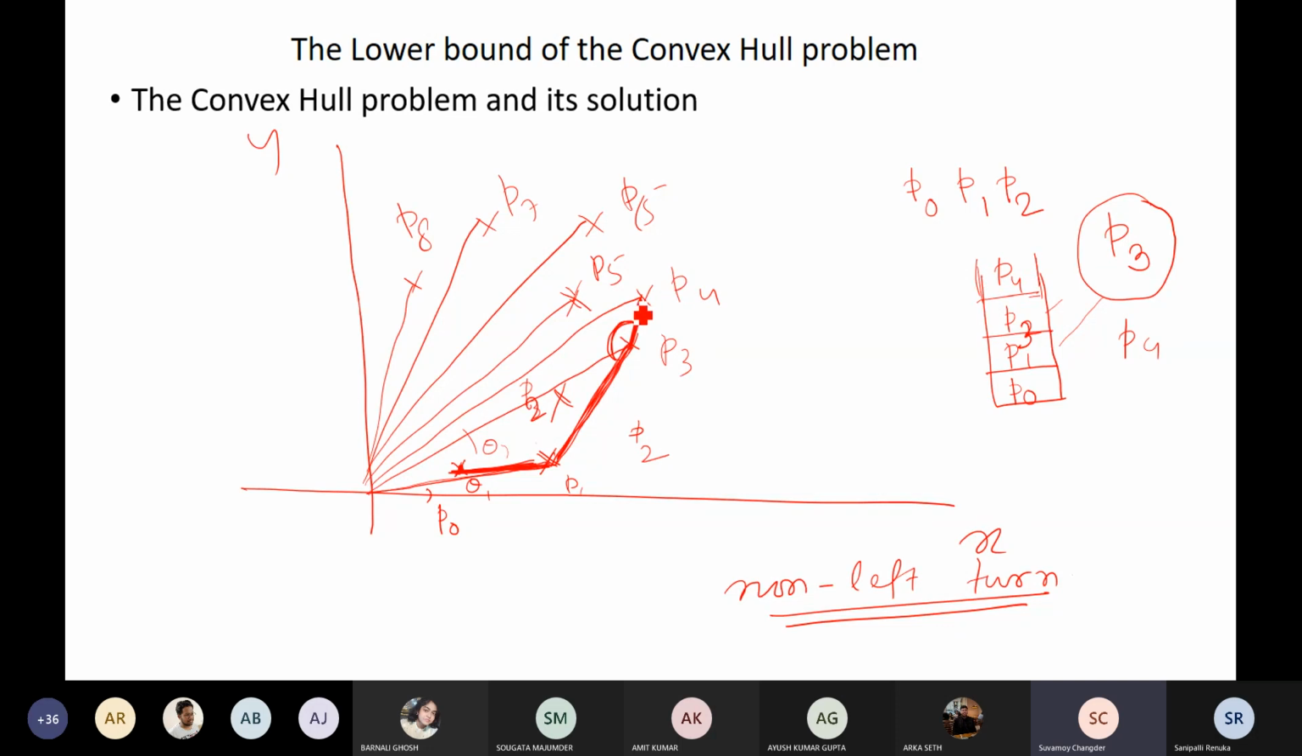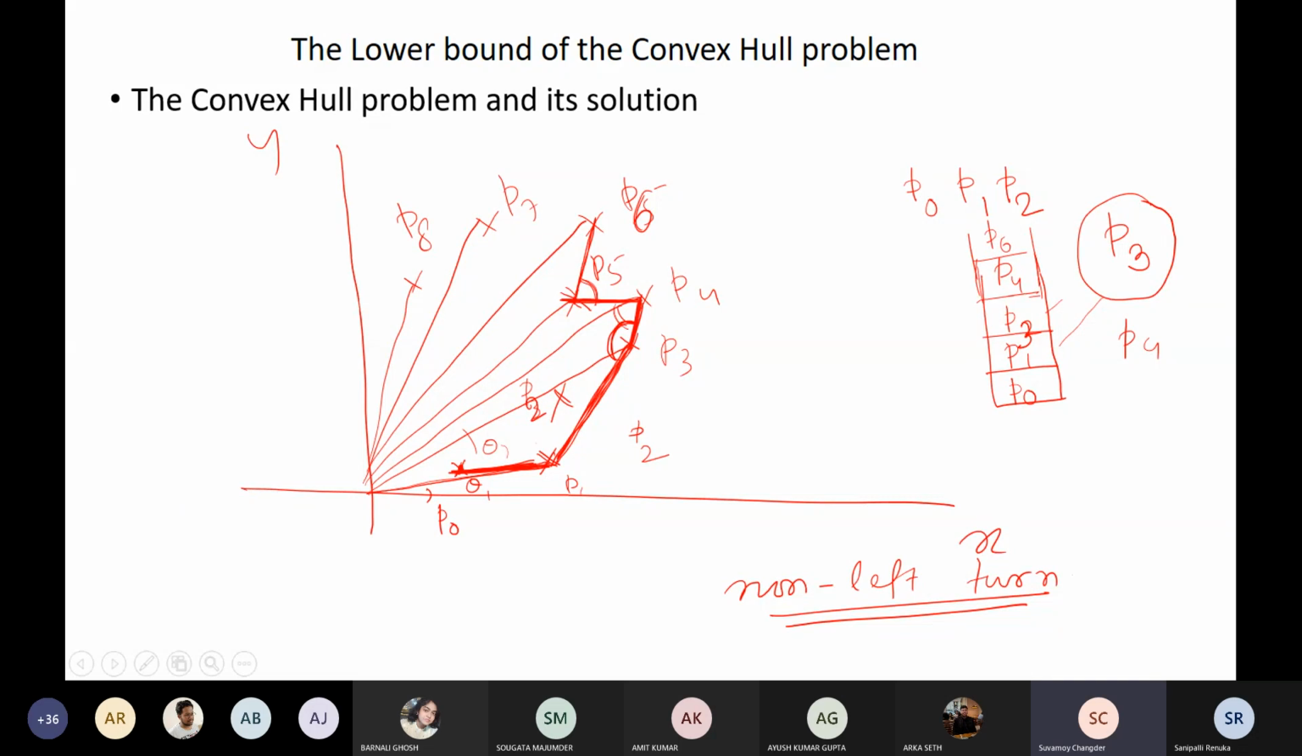Then again we will check P5. Now think about P3, P4 and P5 connected. Okay, because it is again a left turn, right? So on our stack P5 is there now. Now if we connect P4, P5 and P6, what are we getting? We are getting a non-left turn, that is a right turn. Okay, immediately we will remove this P5 from our stack and we will insert P6 here.